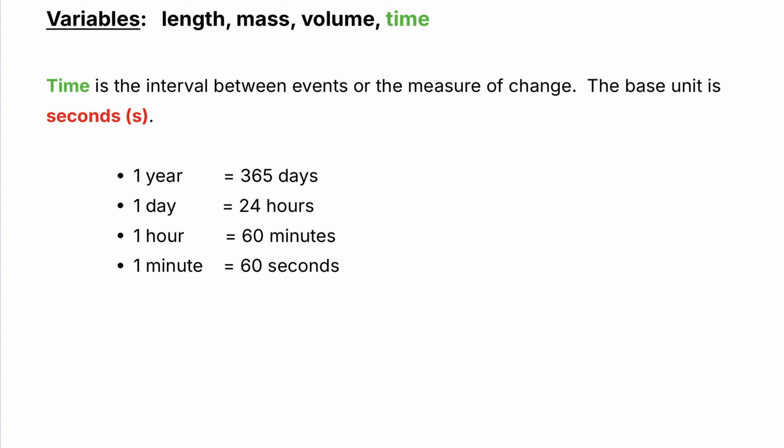Okay. Now here are some equivalencies that you should be aware of. 1 year is equal to 365 days. 1 day is equivalent to 24 hours. 1 hour is equivalent to 60 minutes. And then 1 minute is equivalent to 60 seconds. Okay? We're going to need to know this later on in one of the examples.